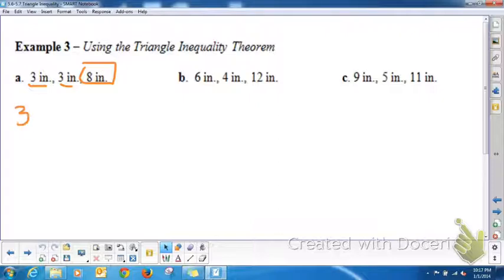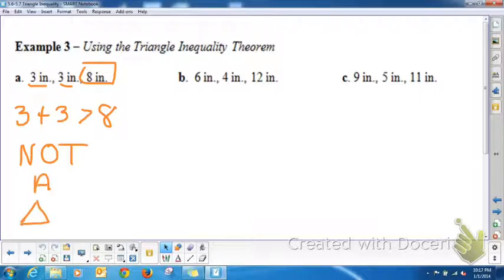But how about this? Is 3 plus 3 greater than 8? Because the two smaller sides, when I add them together, are not greater than the third, then this is not a triangle. That will not form a triangle. The two smaller sides always have to be greater than the largest.